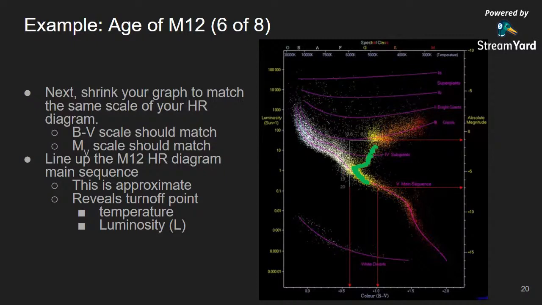The real way, the better way to do it is to use computer simulations to calculate your isochrones and look at it that way. So I'm not sure if that answered it, but it's all about scaling the plot onto the HR diagram.